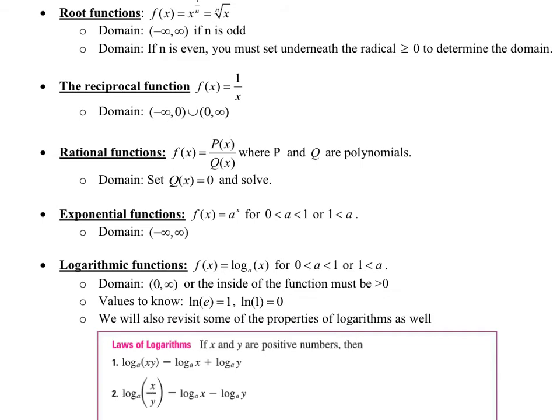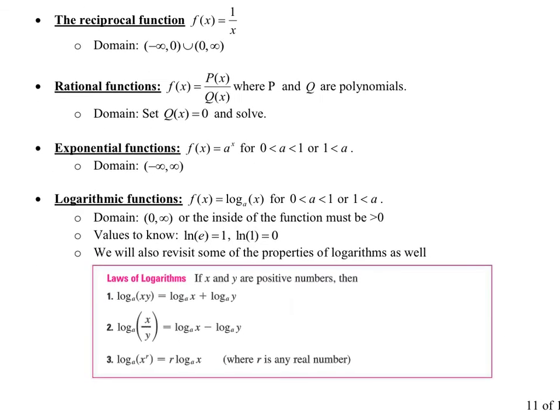And the last type of function is those logarithmic functions. We just did the natural log of x, which is log base e of x. Again, our bases, because logarithms come from exponentials, they have to be between 0 and 1 or bigger than 1. Okay. The domain of every logarithmic function is 0 to infinity. Some values that you want to know so you can simplify is the natural log of e is 1 and the natural log of 1 is 0.